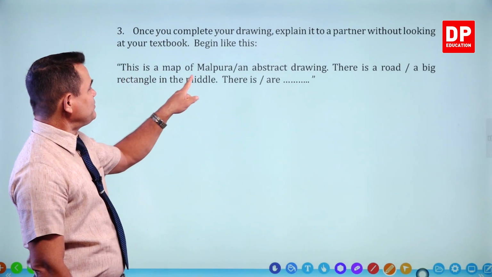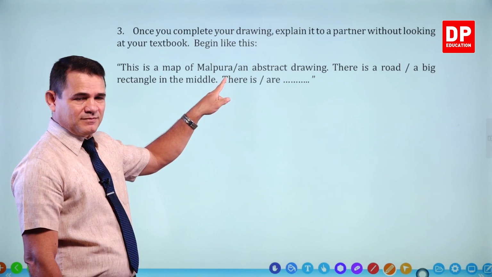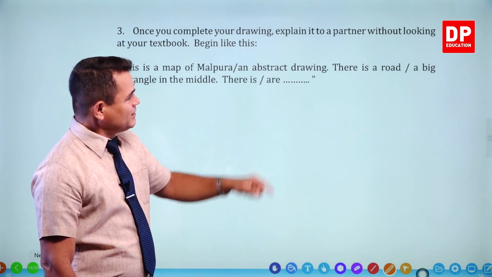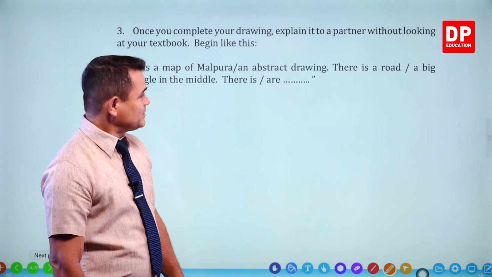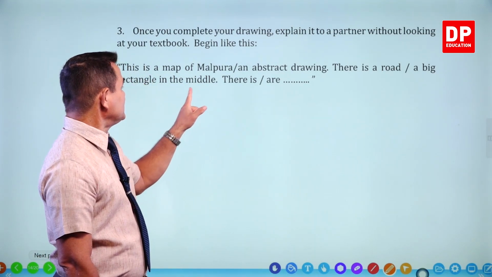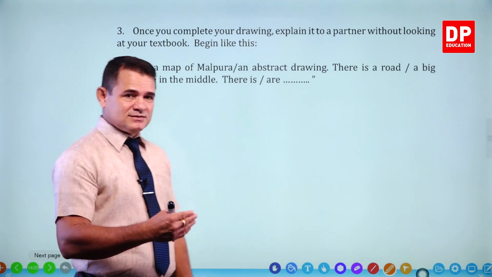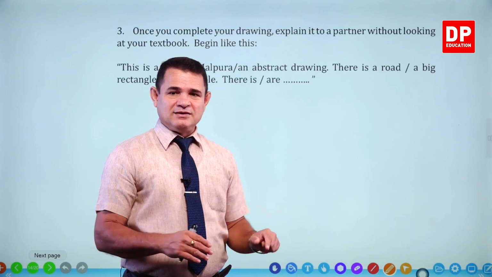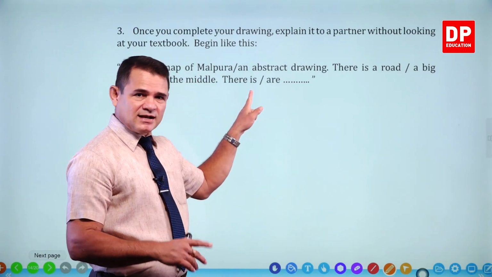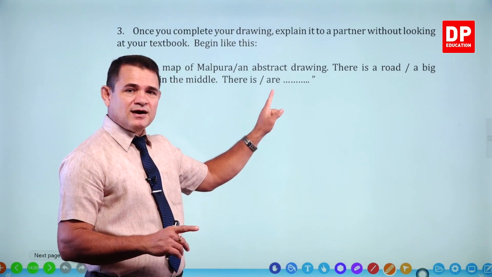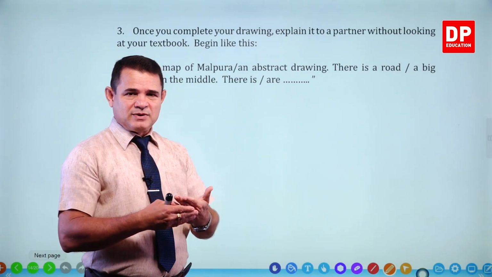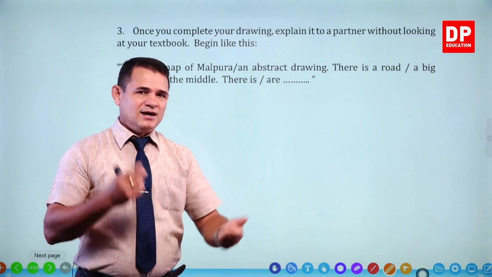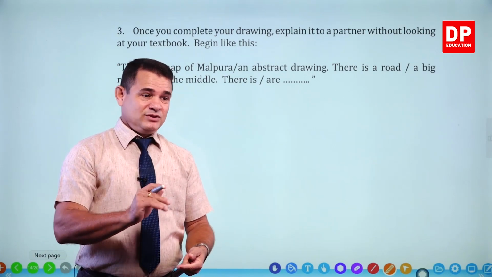This is a map of Malpura. An abstract drawing, right? There is a road, a big rectangle in the middle. There is a tree, there is a school, there are trees. Likewise, there is, එකක් ගැන කියනවා නම්, ගොඩක් ගැන කියනවා නම් there are. ඒ වගේ පාවිච්චි කළා ඔයා විස්තර කරන්න ඔයාගේ චිත්‍රය. ඒකට යාළුවාට අහගෙන ඉඳලා අඳින්න කියන්නේ. පින්තූරේ පෙන්වන්න එපා.